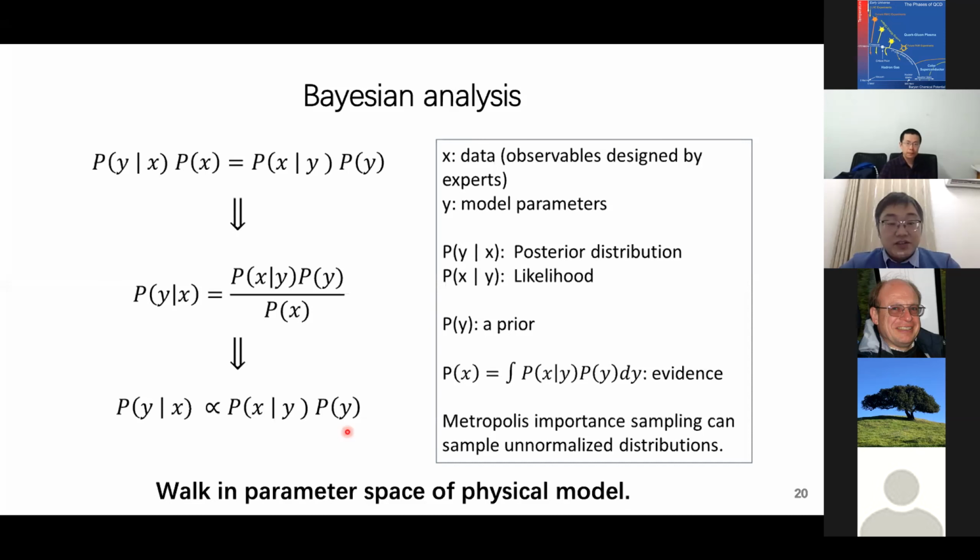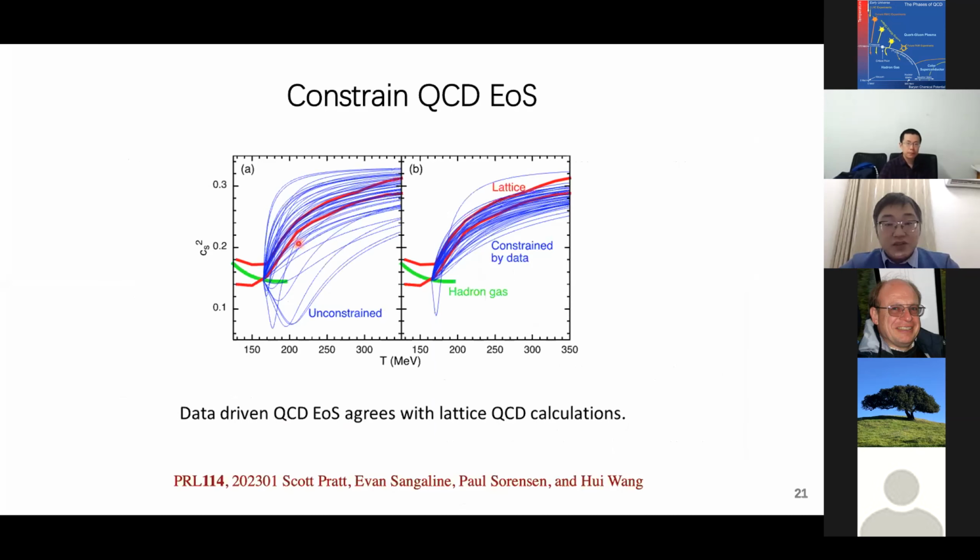This Bayesian analysis is used to constrain the QCD equation of state, where the equation of state is parameterized as the speed of sound squared as a function of temperature. Without constraining, it spans a large range. And after being constrained using the experimental data, it agrees with lattice QCD calculations.